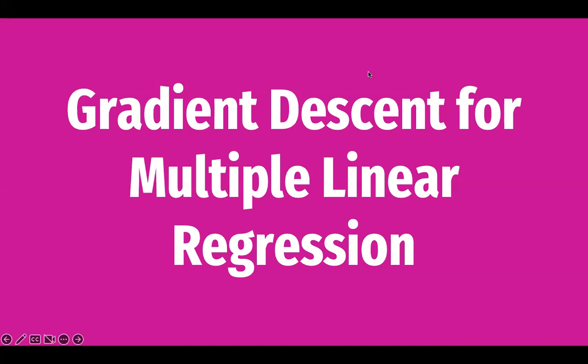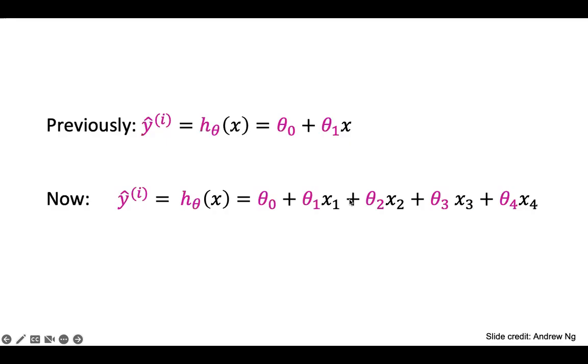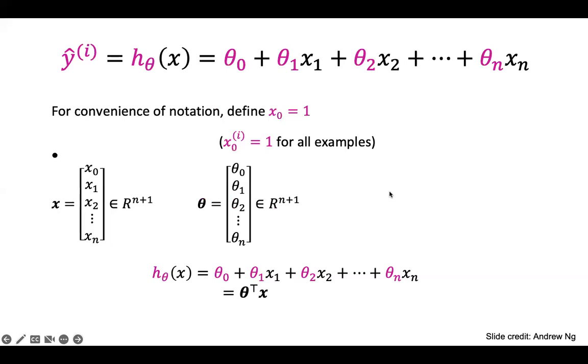Now for gradient descent for multiple linear regression. Previously we only had one predictor x. What if we have several predictors? Each of these predictors will have their associated weights theta. For convenience of notation, we assign x sub 0 equal to 1, for the bias. So we have a vector x and a vector theta, and taking the weighted sum is essentially equivalent to theta transpose x.